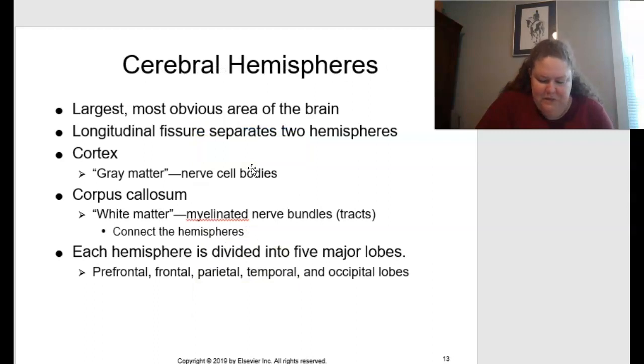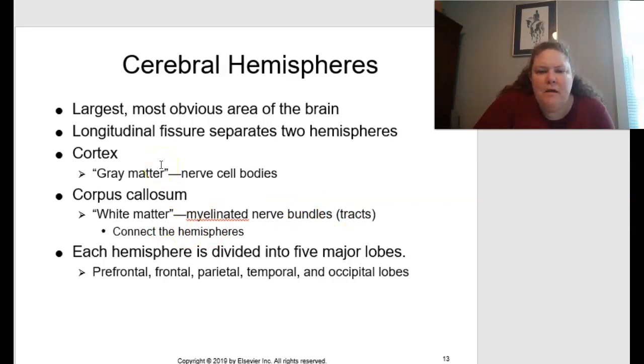With the cerebral hemispheres, these are the largest, most obvious areas of the brain. There's a longitudinal fissure, which is basically like a canyon, right? It's not a hole, but it's a divot, or a demarcation. The longitudinal fissure separates the left hemisphere from the right hemisphere. We have a cortex, which consists of gray matter, and this gray matter is the nerve cell bodies. Then you have the corpus callosum, and this is where the white matter is, where those myelinated nerve bundles or tracts are. And these connect the two hemispheres.